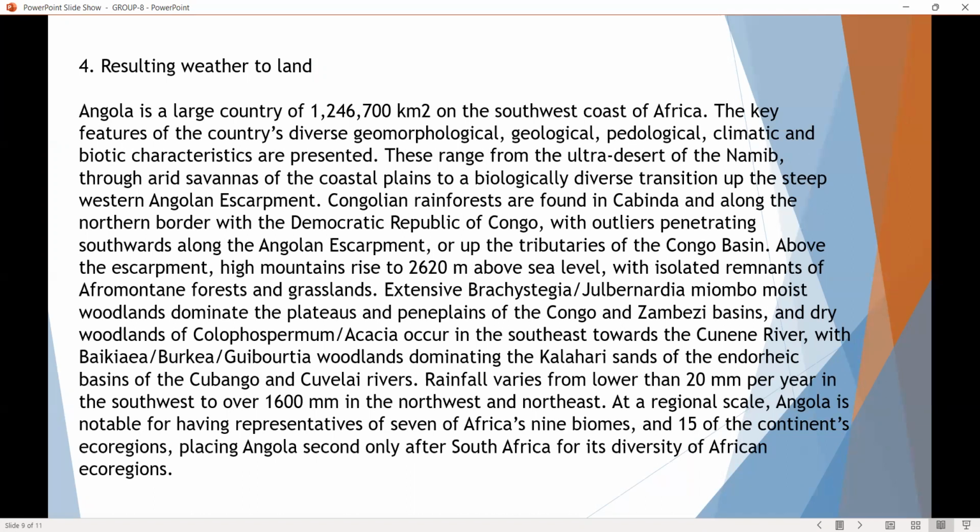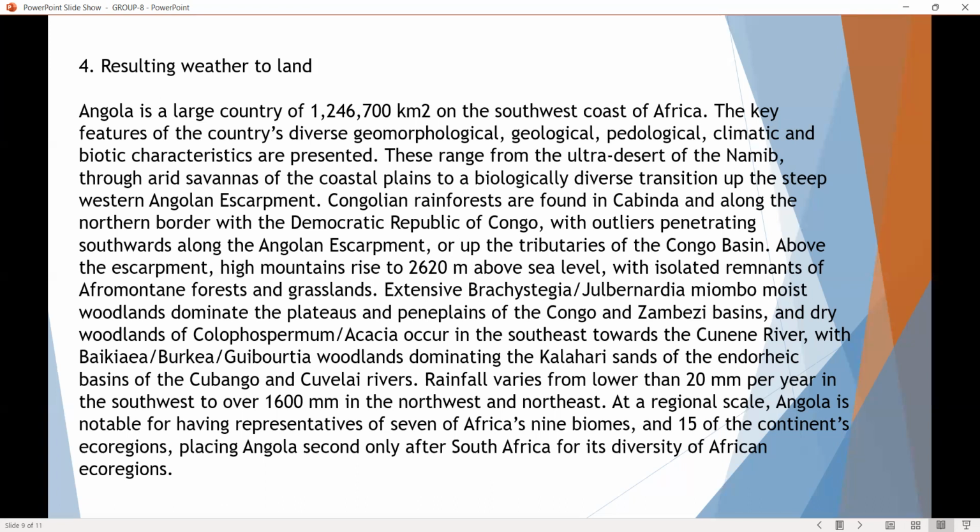These range from the ultra-desert of the Namib through savannas of the coastal plains to biologically diverse transition up to the steep northern border with the Democratic Republic of Congo, with outliers penetrating southwards in the Angolan escarpment or up the tributaries of the Congo Basin. Above the escarpment, high mountains rise to 2,620 meters above sea level, with isolated remnants of Afromontane forest and grassland.